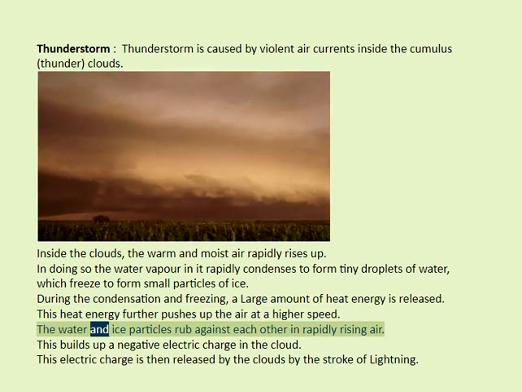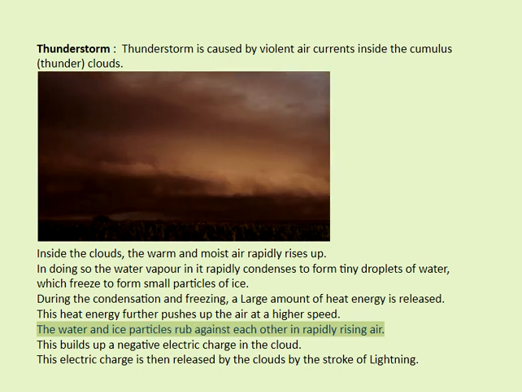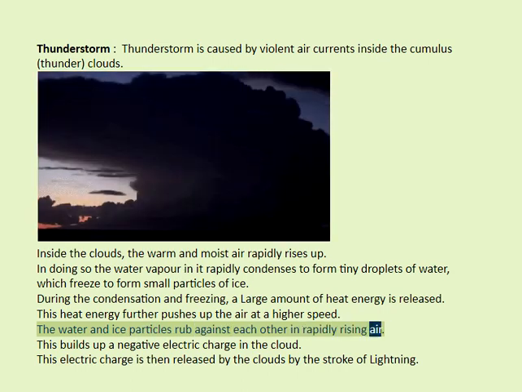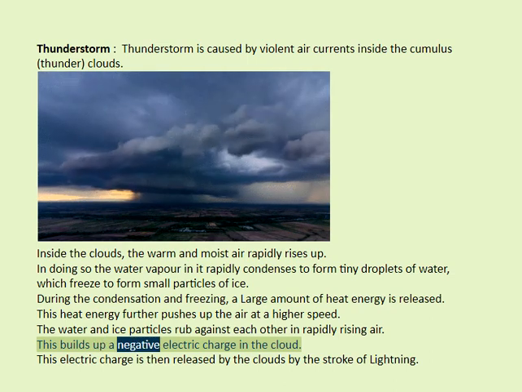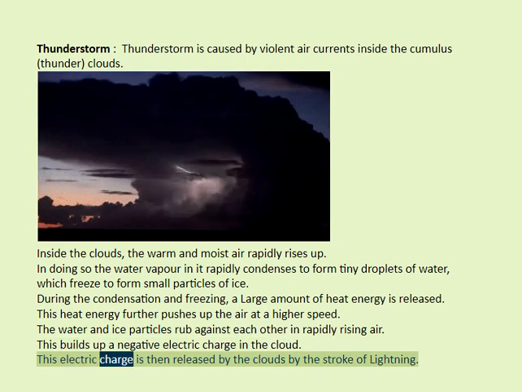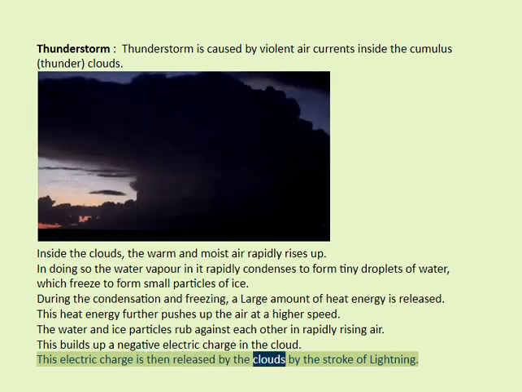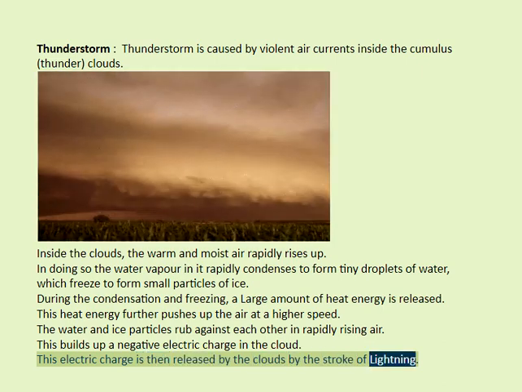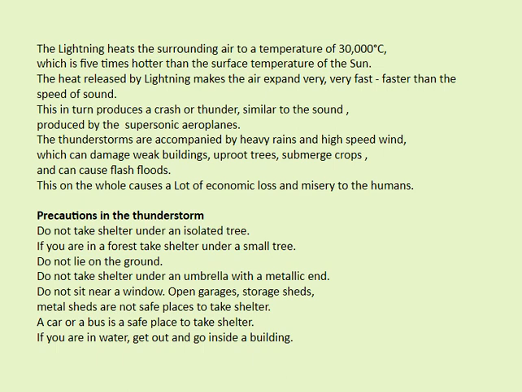The water and ice particles rub against each other in rapidly rising air. This builds up a negative electric charge in the cloud. This electric charge is then released by the clouds by the stroke of lightning. The lightning heats the surrounding air to a temperature of 30,000 degrees Celsius, which is 5 times hotter than the surface temperature of the sun.